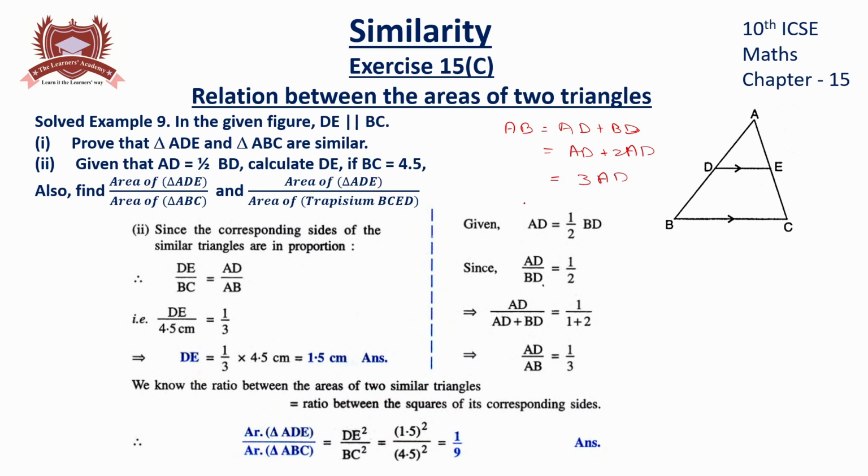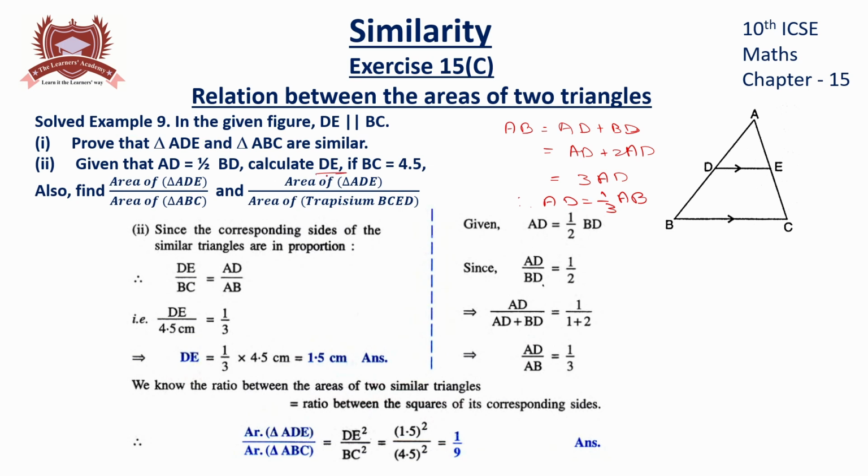Therefore, AD is equal to 1 by 3 AB. That's what we are using here. Or AD upon AB is 1 by 3. So we use it directly. So DE upon 4.5 is equal to 1 upon 3. So DE is equal to 1 by 3 times 4.5. So that is 1.5 centimeters. Now, this is the value of DE which we had to find here.